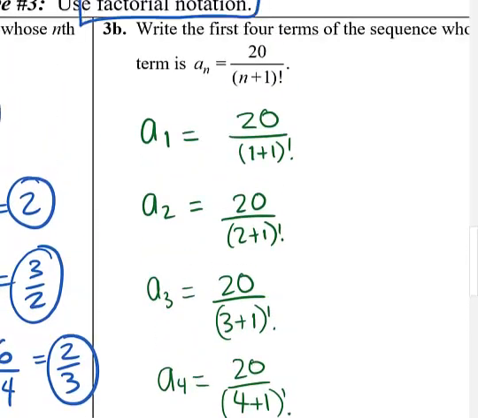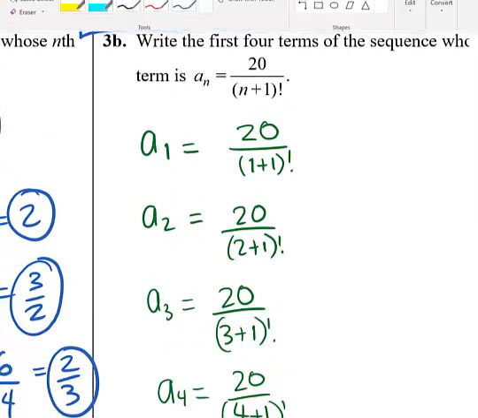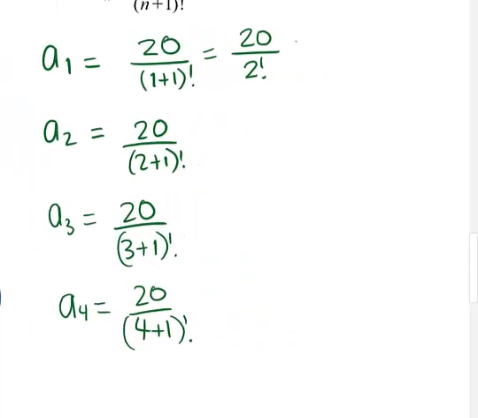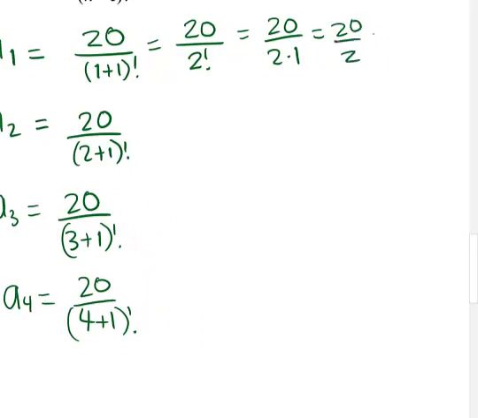Notice that the number with the 1, whatever n was, is in parentheses, so we have to actually add first before we find the factorial. The first one is 1 plus 1, which is 2. So it comes down to 2 factorial, which, if you write that out, is just 2 times 1, which is still 2. So it's 20 over 2, which is 10 for the first term.